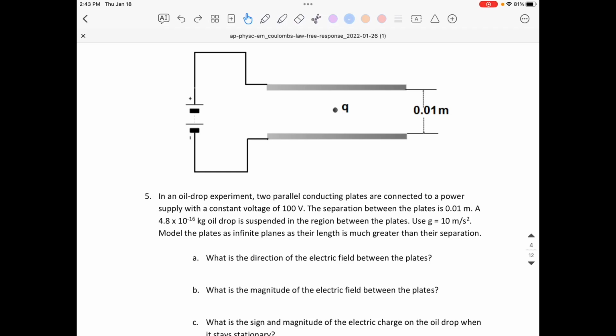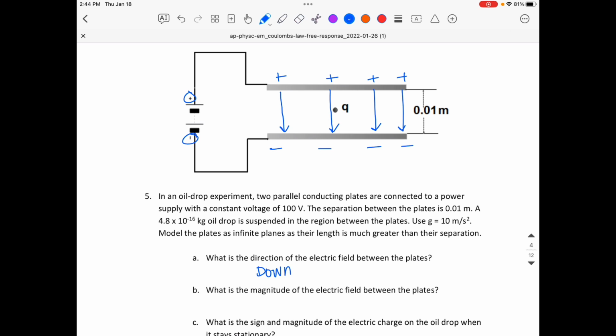Problem number 5 is another problem where we have parallel conducting plates. In this question, it's asking for the direction of the electric field. Again, we can see that we have positive charges on the top plate and negative charges on the bottom plate. The electric field goes from positive to negative, out of the positive and into the negative. So in this scenario, the electric field is going to go down.